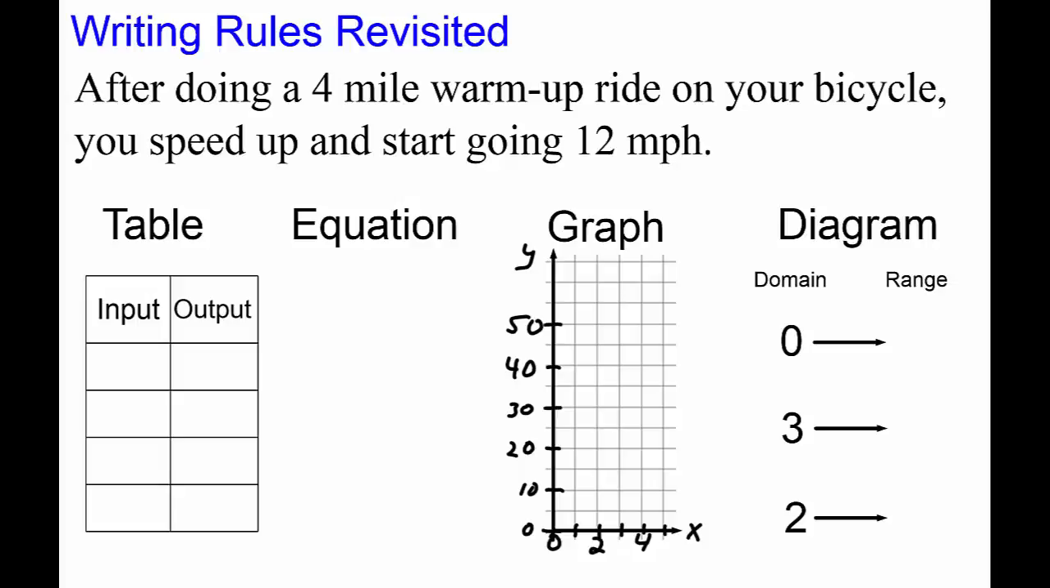When we finish our warm-up ride, we've already gone 4 miles. After 1 hour of biking at 12 miles per hour, now we've gone 12 more miles. After another hour, we've gone 12 more miles. And after 1 more hour, we've gone 12 more miles. So we start our main bike ride having already gone 4 miles, and then each hour we go 12 more miles.